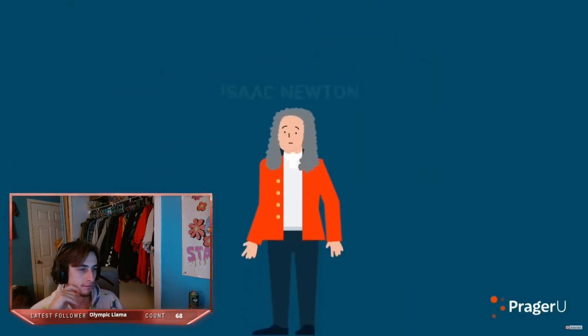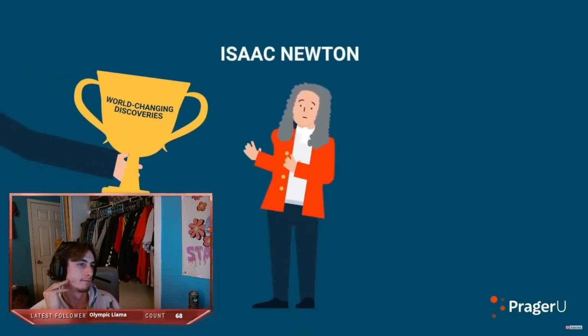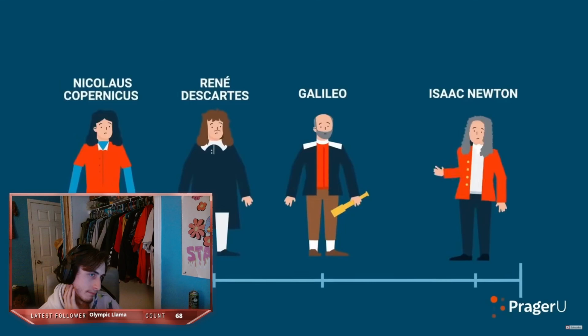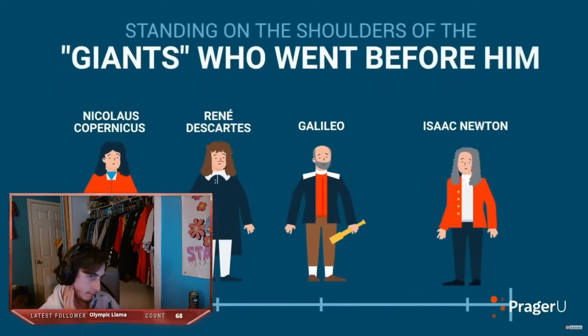When someone tried to give Sir Isaac Newton credit for his world-changing discoveries in physics, the great man demurred. He said he was only able to achieve what he did by standing on the shoulders of the giants who went before him. Today's left rejects Newton's humility.